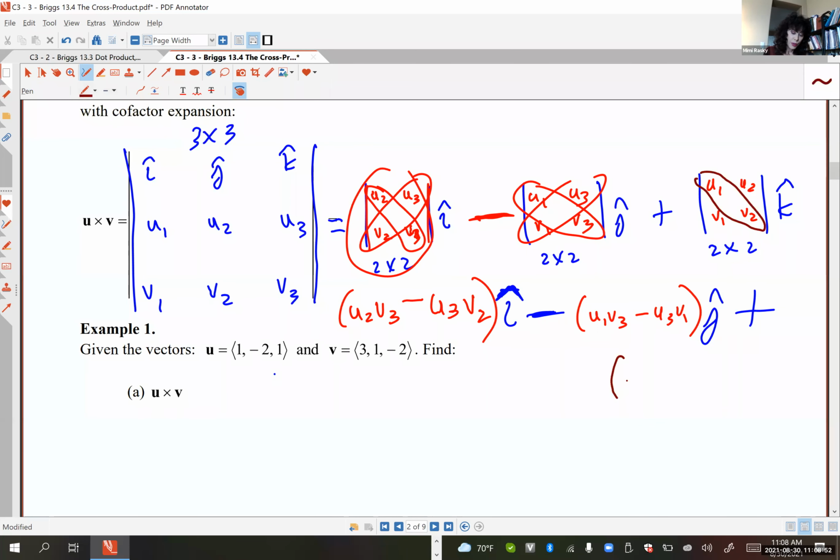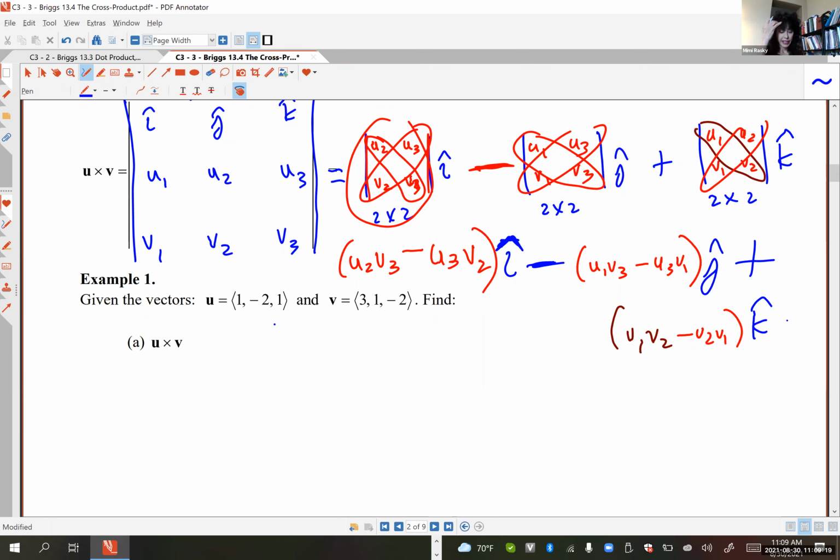U1 V2. I have to change colors. Minus U2 V1. Some number there. Don't do this backwards either. Like if you do the minor diagonal minus the major diagonal just by accident, can't give you credit, not even partial. Practice to avoid making silly mistakes. And there you have it.